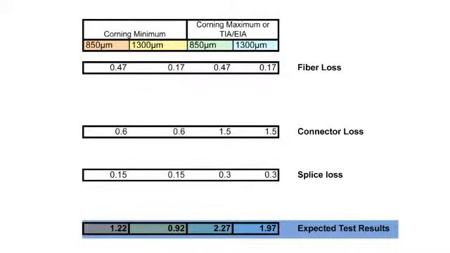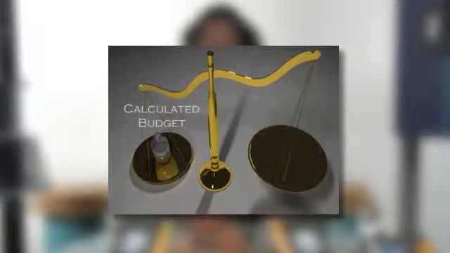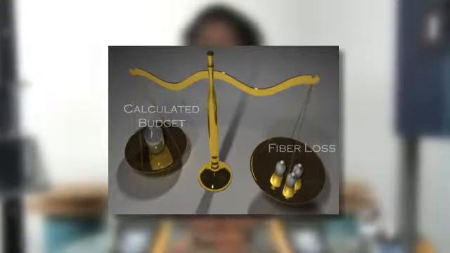With this number, you can now test your system. It's like a balancing act between the total number and the contributions from the individual components: the connectors, the CAM splice, and the fiber loss. If any of those components contribute a greater loss than you budgeted for, then your system will fail. If they are all as calculated, then your system will pass. With this final number, we know what to expect when we go to test.